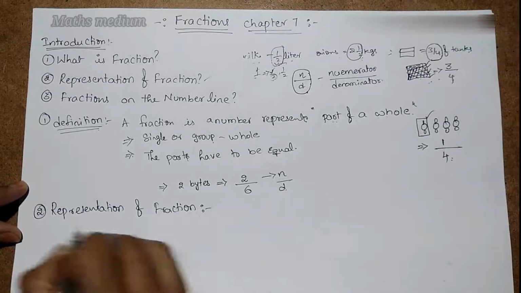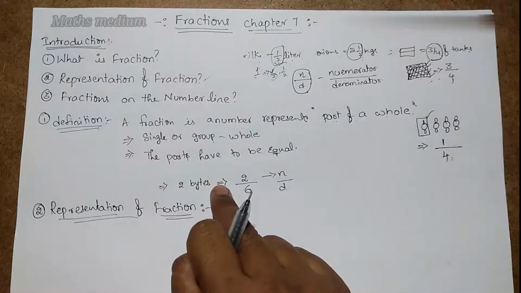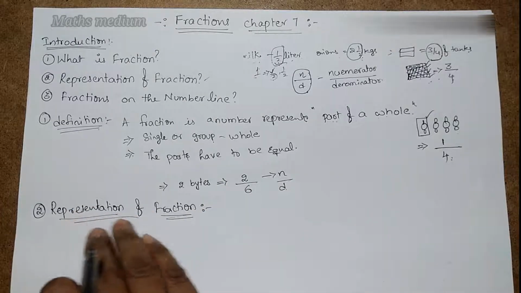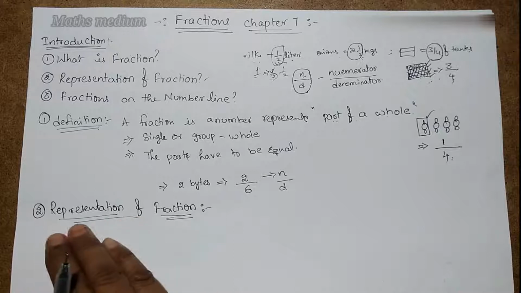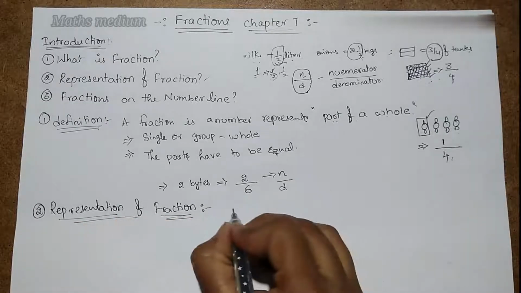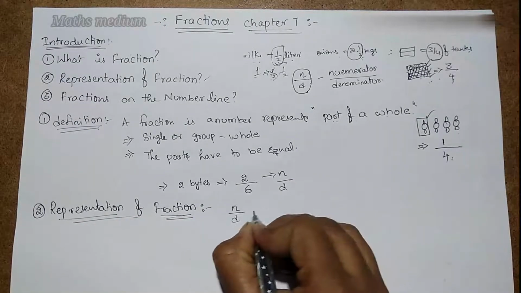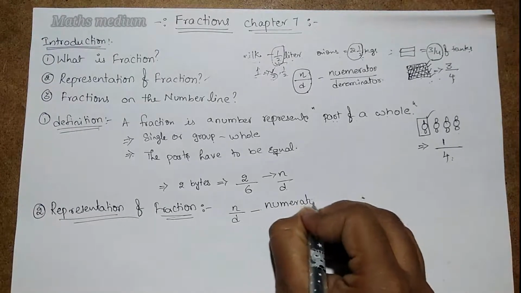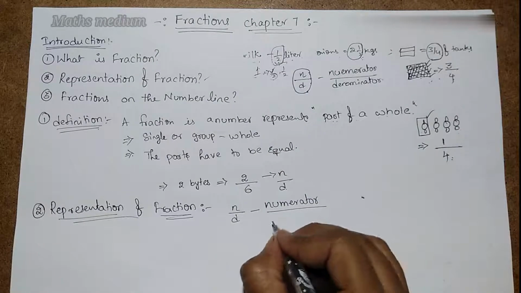This is the second one. Here I already showed you an example of how we represent a fraction. Now we are taking it in depth. It is the representation of a fraction in terms of numerator by denominator. It is numerator divided by denominator.